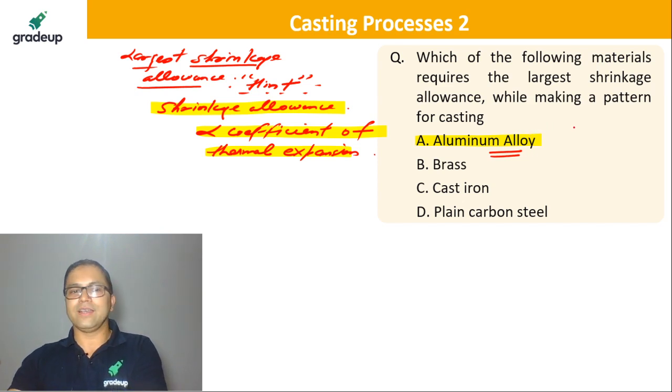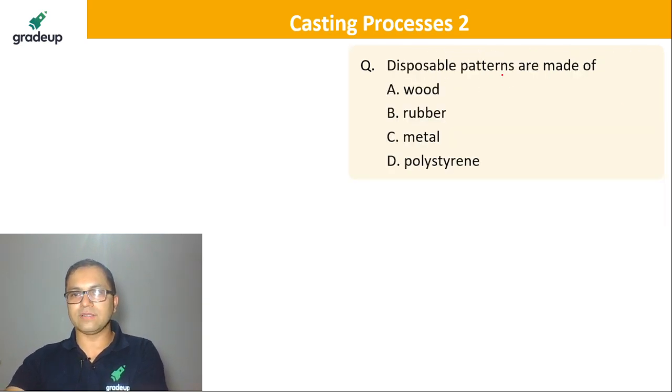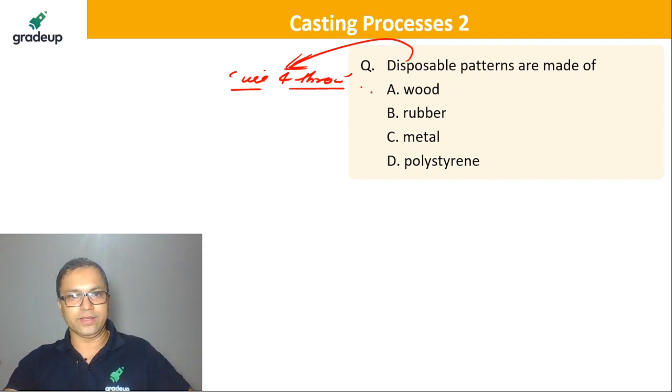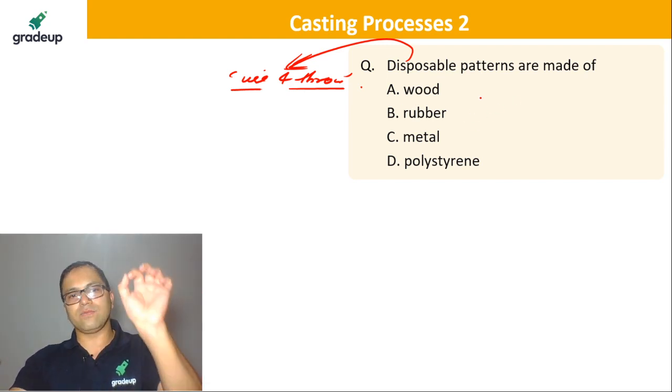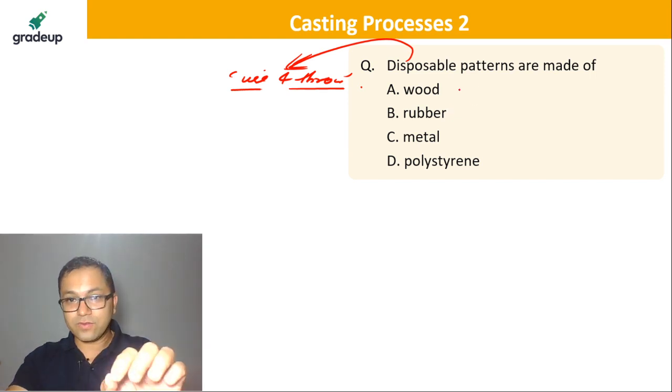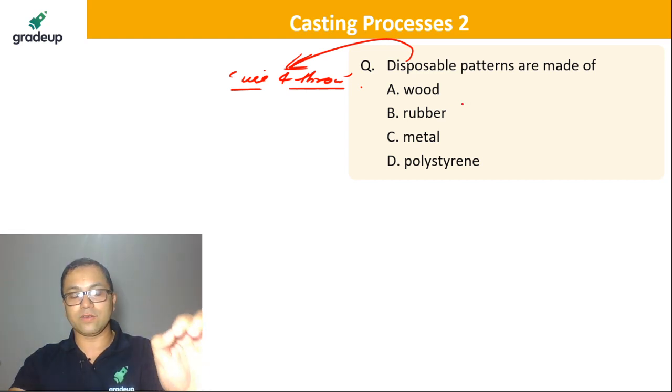Okay, now the next question, guys. Disposable patterns are made of. Now what is the meaning of disposable? You can always think of disposable as use and throw, right? Now, which one of these would you throw after one use? I'm going to repeat it. Which one of these would you throw after one use? That's what it is.